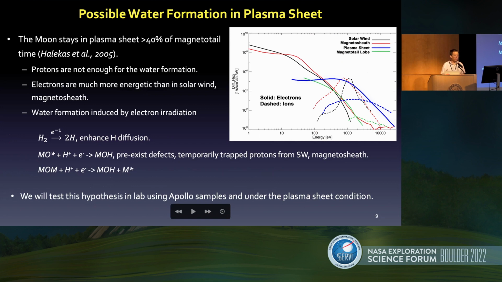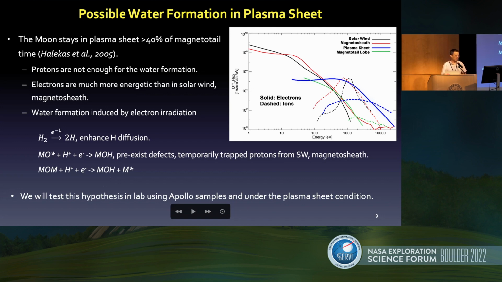So we propose two different possible mechanisms. First one is the possible water formation associated with the plasma sheet, because when the moon traverses through the magnetotail, it spends over 40% of the time in the plasma sheet. And this is an example of electrons and ions flux measured by the Artemis mission. What we see here, the blue dashed line is ion flux. You can see the proton ion flux is very low. It's not enough for the water formation compared with the black dashed line.